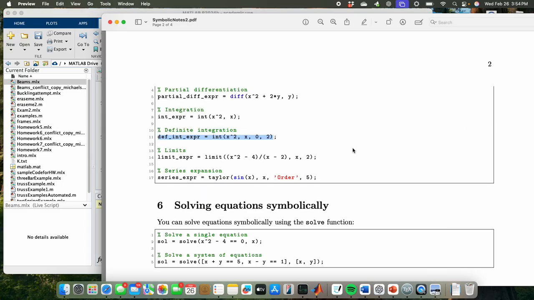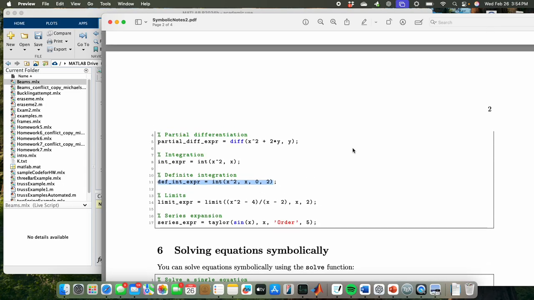Okay, let's see what else it says. The 0, 2, that's the conditions? Yep, from 0 to 2, lower bound, upper bound. So you're taking the integral of x squared with respect to x from 0 to 2, the lower bound and upper bound.